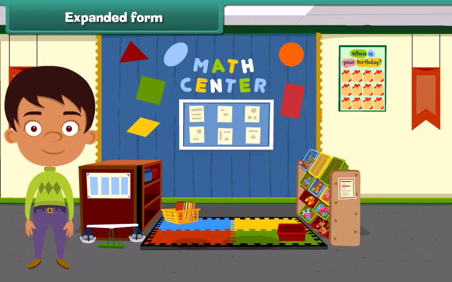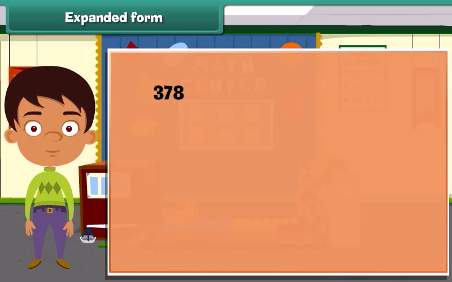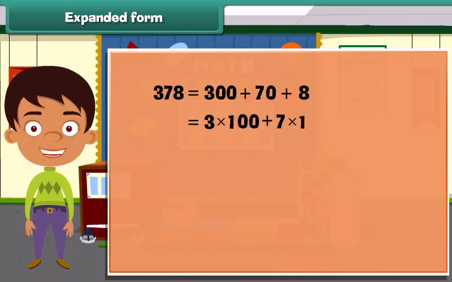Expanded form. Now we learn to write numbers in the expanded form. Let's begin with some examples. The number 378 is written in expanded form in the following way. 378 is equal to 300 plus 70 plus 8, is equal to 3 into 100 plus 7 into 10 plus 8 into 1.